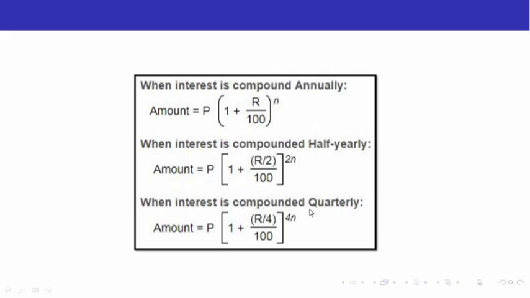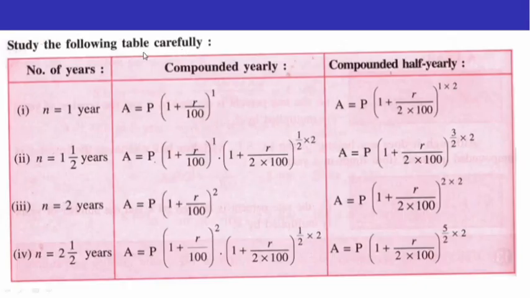Similarly, if the rate of interest is compounded quarterly, then you have to divide the rate by 4 and the power gets multiplied by 4. So these are the only small differences in the formula if the rate of interest is quarterly or half yearly. Now let's observe this table carefully. This table I have taken from your book itself. Here the number of years is given.